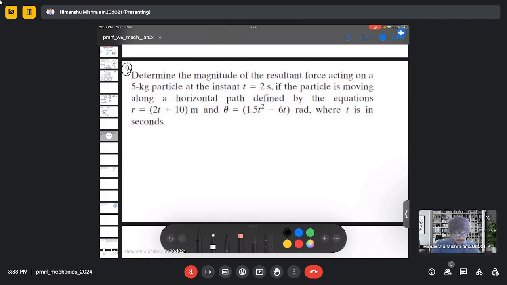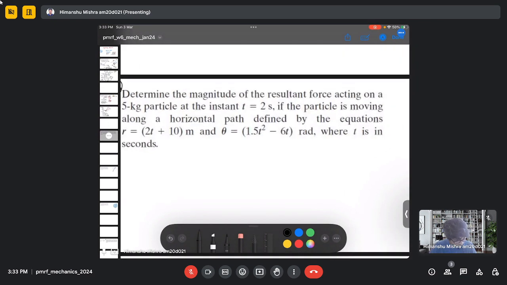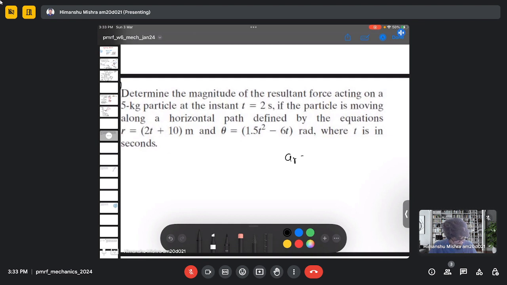So this is a problem where we try to calculate the force in polar coordinates, and in the previous class we defined the velocity and the acceleration in polar coordinates. Just to recap, the acceleration in the r direction is r double dot minus r theta dot square, and in the theta direction it was r theta double dot plus 2 r dot theta dot.